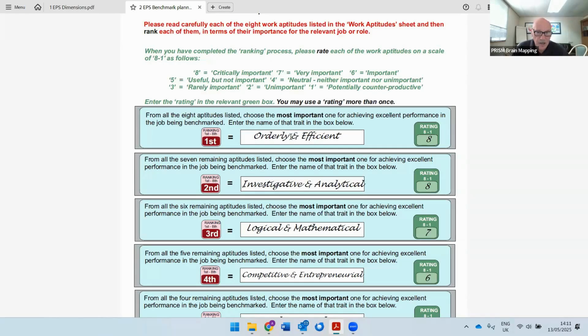So if you've picked finishing, then really, in terms of work aptitudes, you would expect to see orderly and efficient as your first work aptitude, because there is a correlation between them. Not a direct correlation, but there is a correlation. Likewise, investigative and analytical fits quite well with evaluating, so you'd expect to see that quite high.